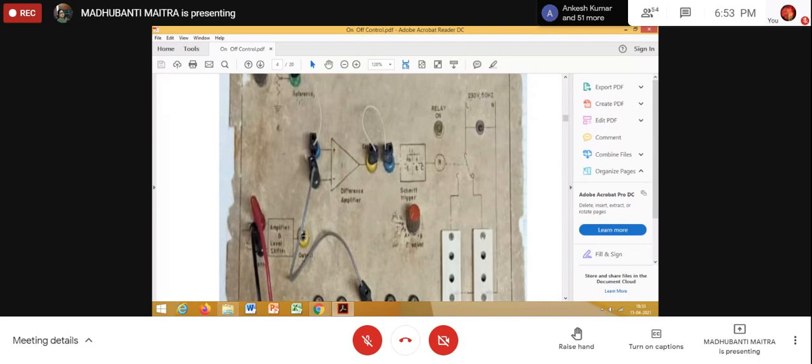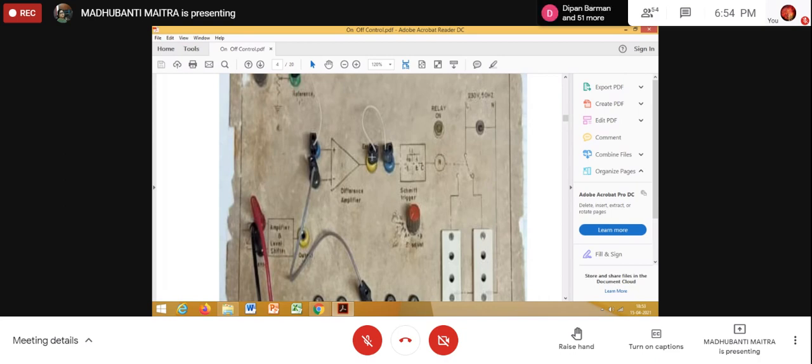From this we'll take the voltage value of the plant, and it will be connected to this particular terminal. So at the output we'll get the difference value. So this amplifier will act as an error detector, right?